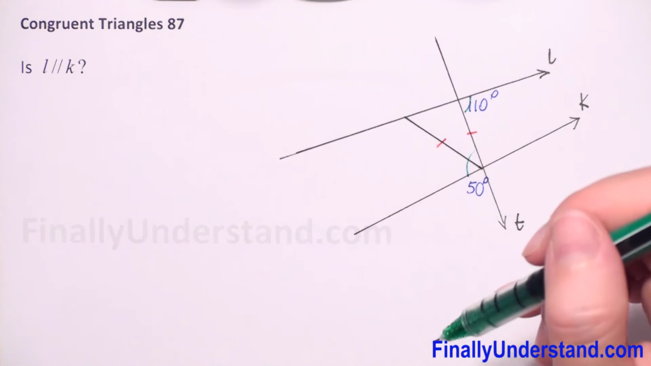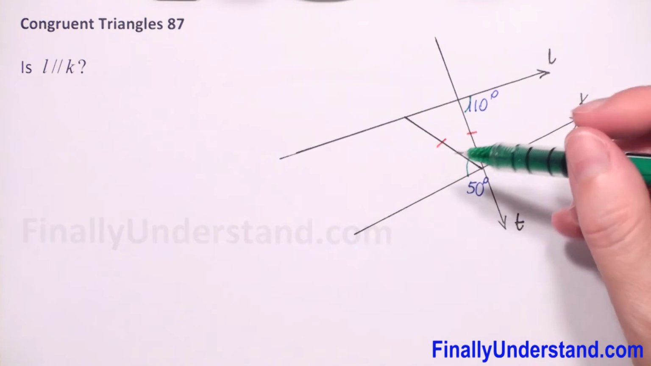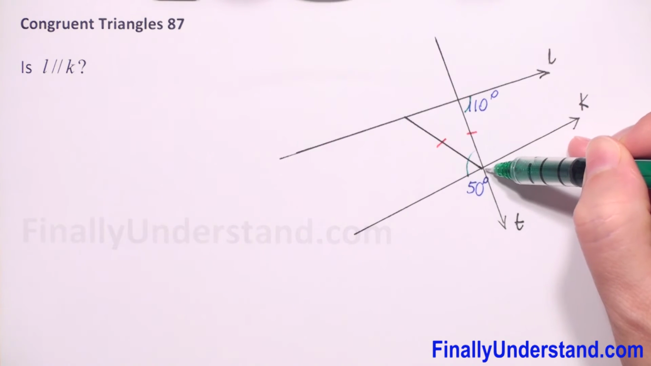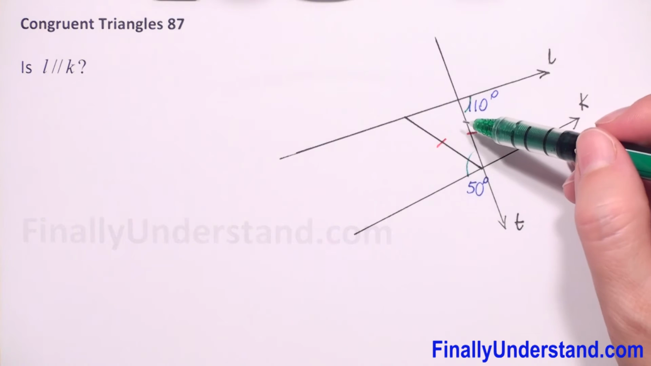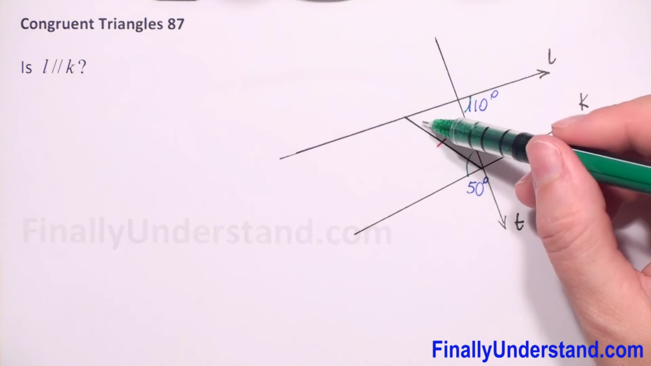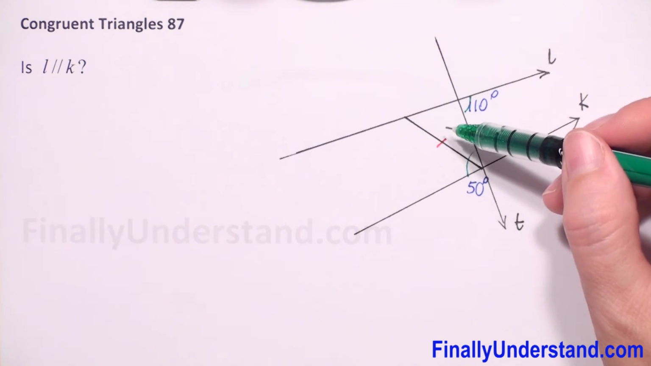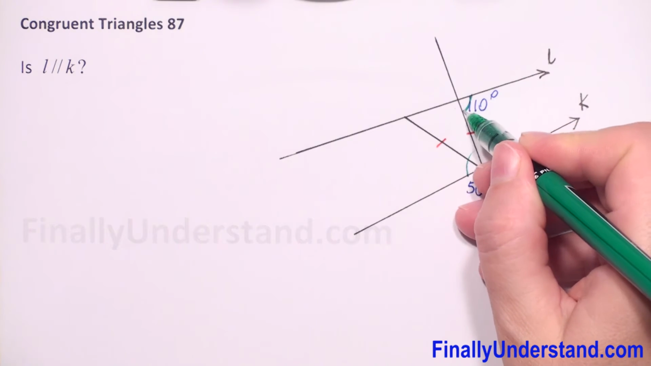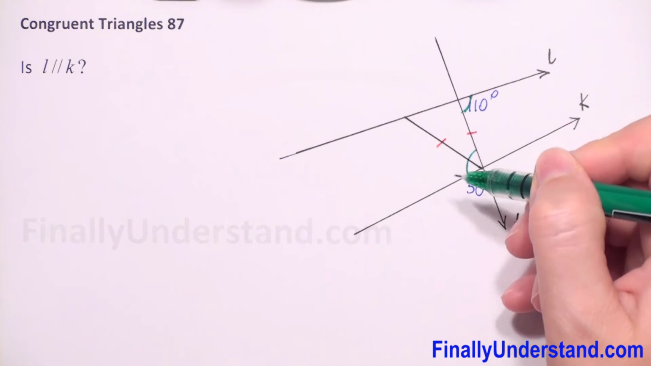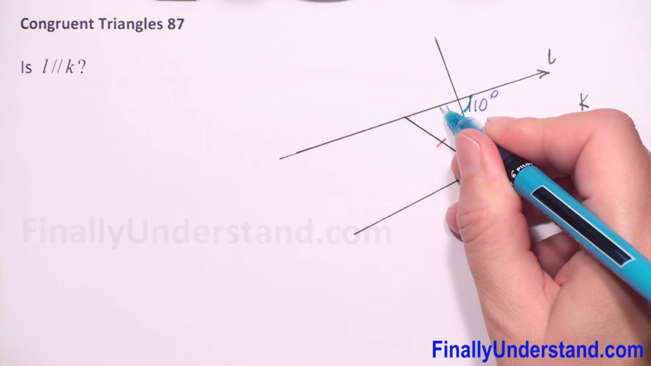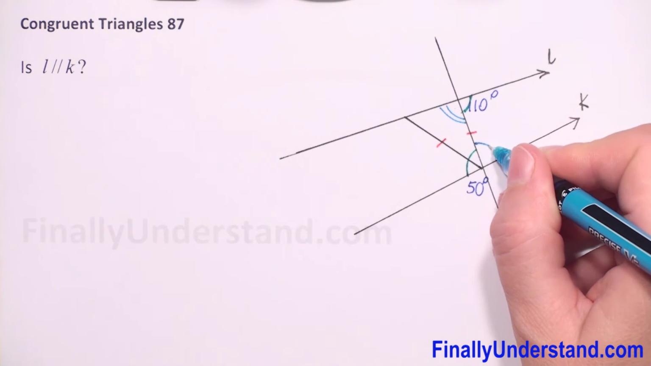We are given that this segment is congruent to that segment. It means that these two angles should be congruent. So these two angles should be congruent. That angle and that.